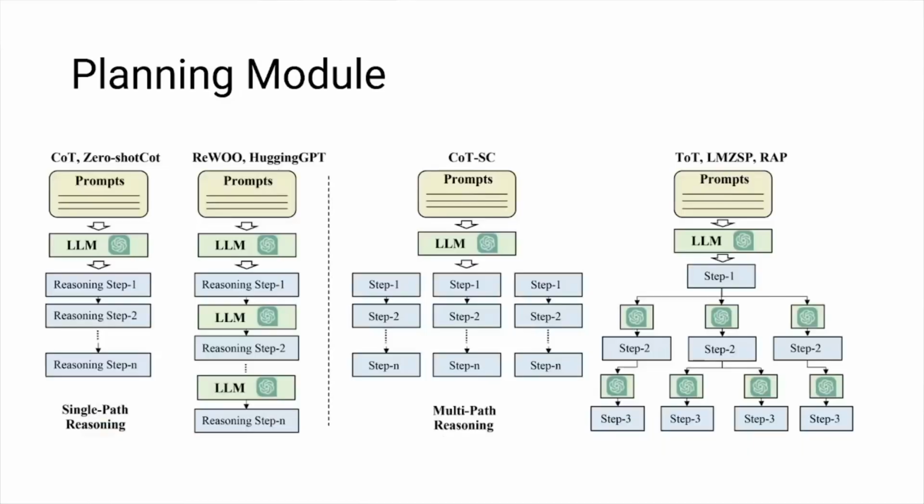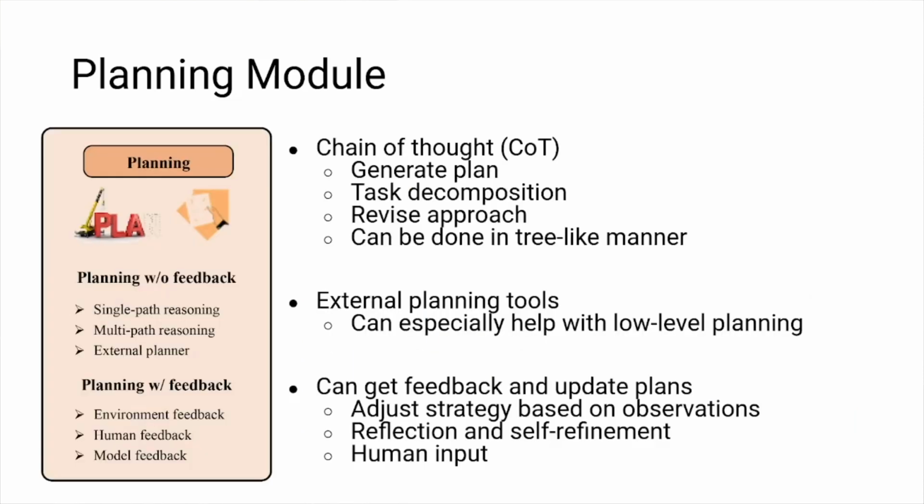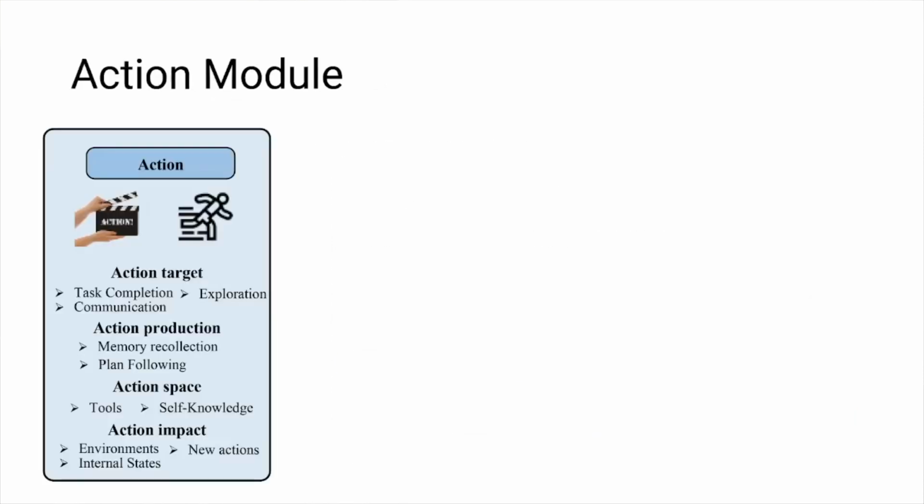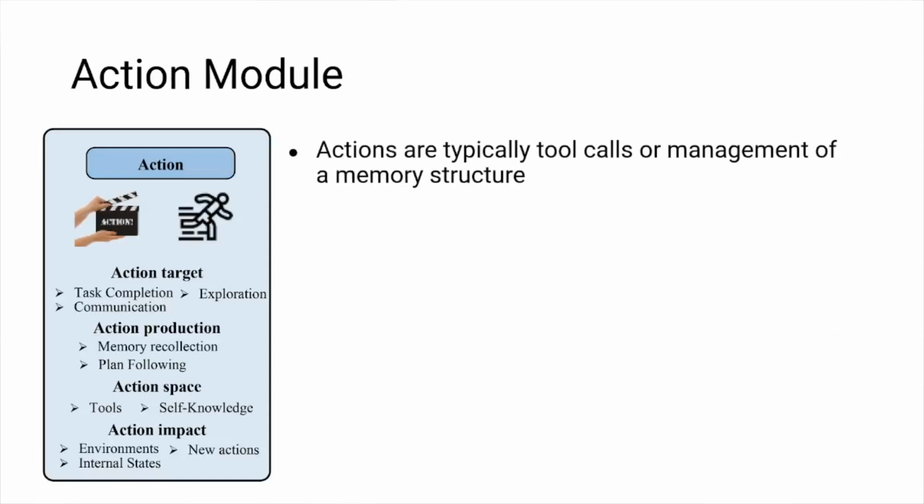Yeah, just a nice figure they have in the paper to illustrate the difference between a linear chain of thought reasoning versus a more tree-like approach, branching out and thinking through what to do. Multi-path reasoning is the name they give it. Any questions on the planning module? Excellent. Okay, finally, the action module.